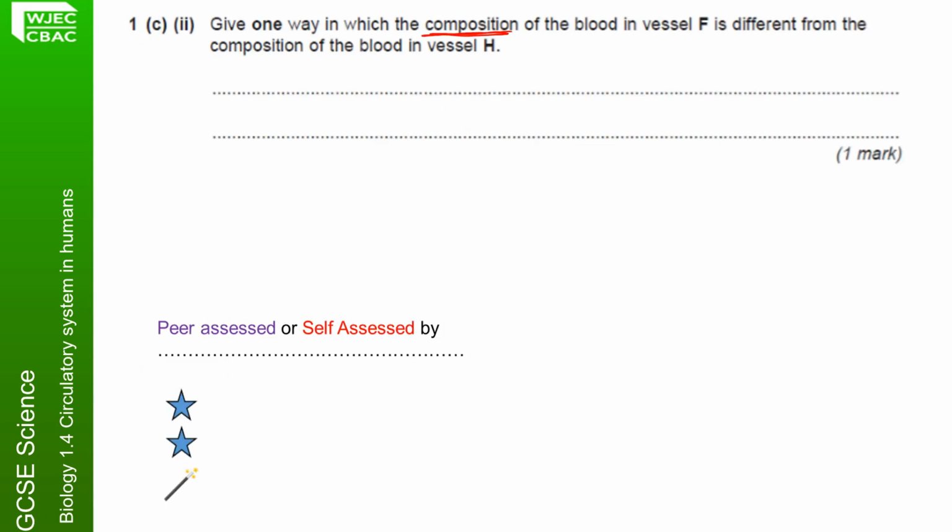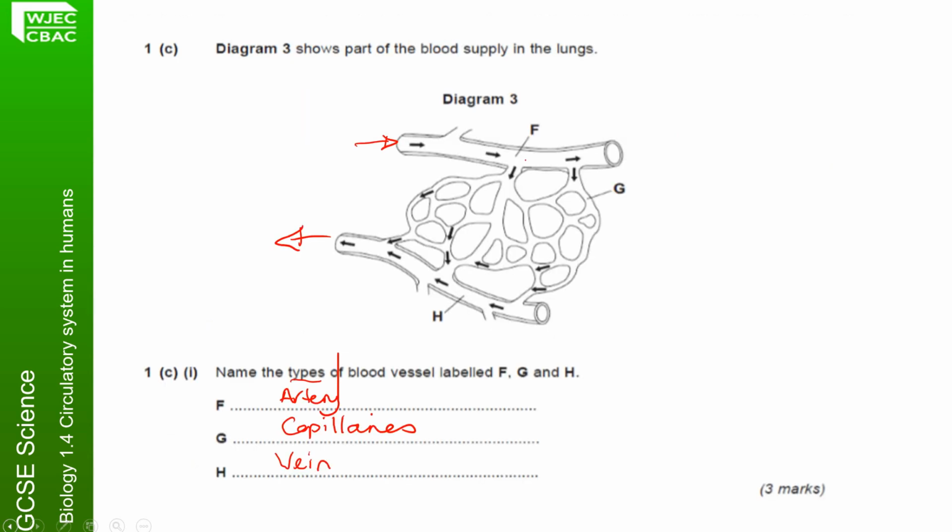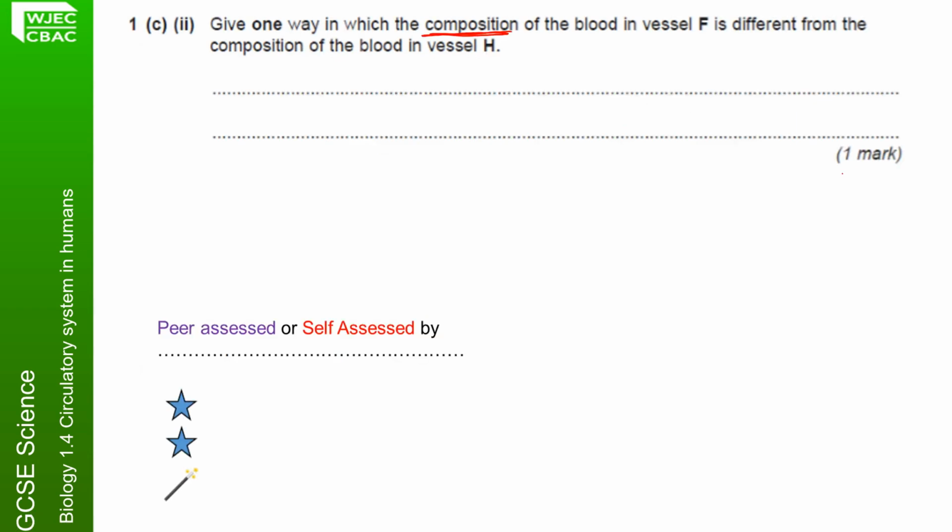Finally, give one way in which the composition of the blood in blood vessel F is different from the composition of blood in blood vessel H. So I've already described this. The blood in F would be deoxygenated, in other words, have very little oxygen, and the blood in H would be oxygenated and would have lots of oxygen, okay? So that's what they're looking for, and you'd have to have both to get your mark.